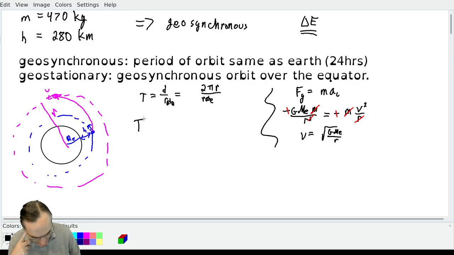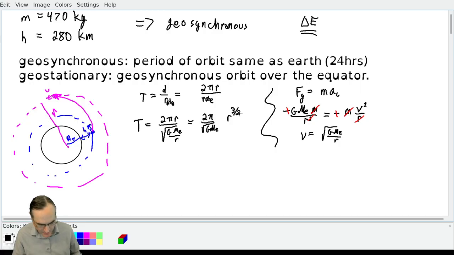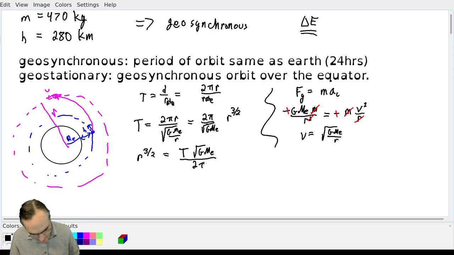Let's see here. So the period will be equal to 2 pi r over the square root of G mass of Earth over r. And that means we can rewrite this as 2 pi over the square root of G mass Earth, radius of Earth, or sorry, radius of the orbit to the 3/2 power. We're trying to find r here, so we're going to rearrange to isolate the r. So r to the 3 halves will be equal to the period times the square root of G times mass of Earth all over 2 pi.